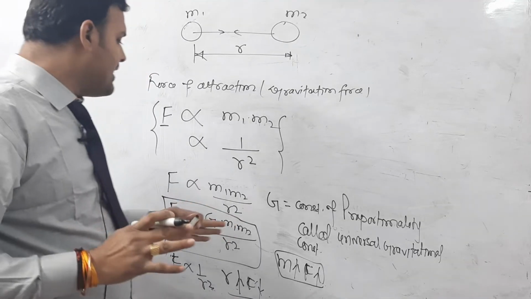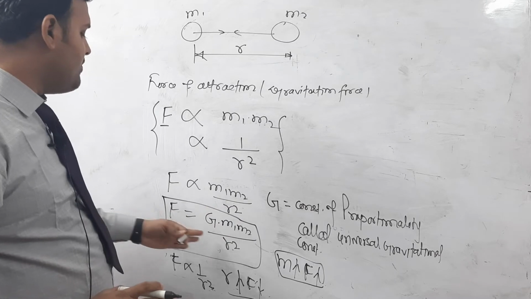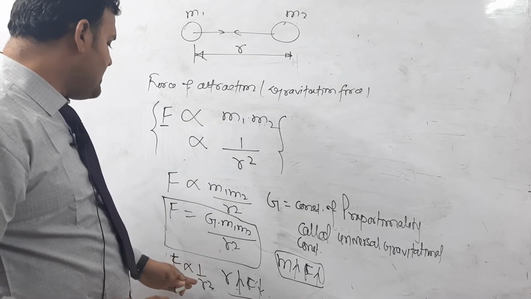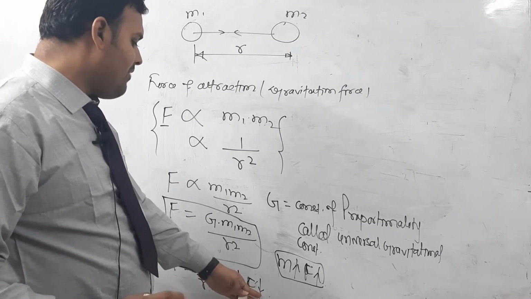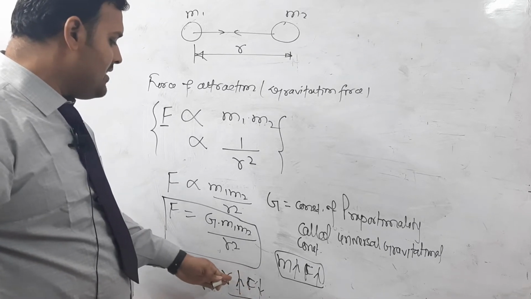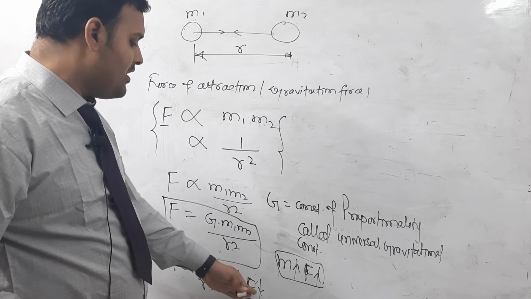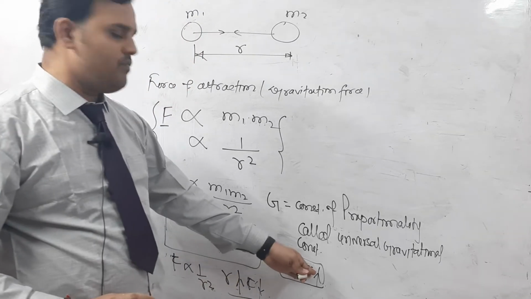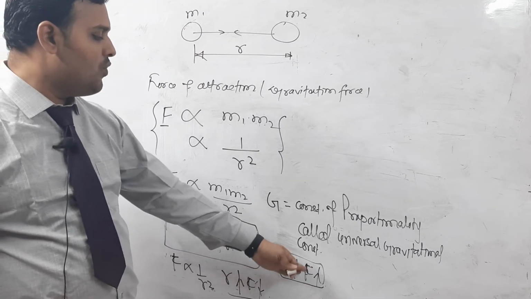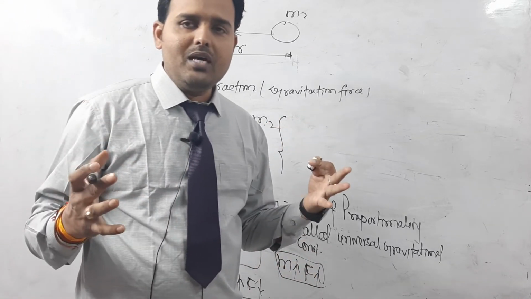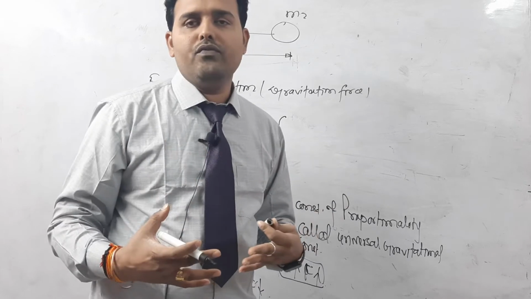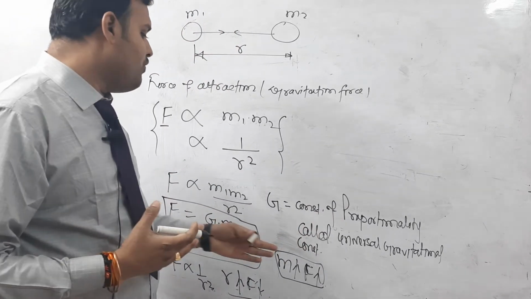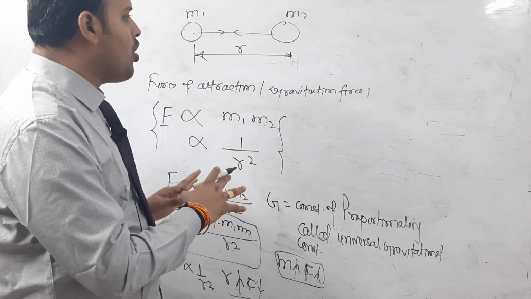So from here it is clear that the force of gravitation is inversely proportional to the distance between these two objects. It means if distance increases, force of gravitation decreases. If distance decreases, force of gravitation increases. And it is directly proportional to mass: mass increases, force increases; mass decreases, force decreases. A heavier mass will have a greater force of gravitation, a lighter mass a lesser force. So this is the concept, dear student.